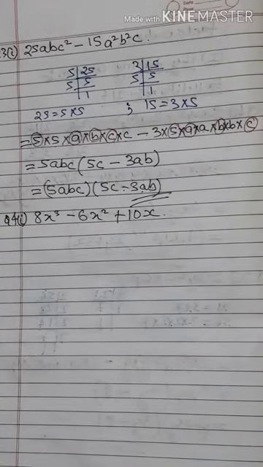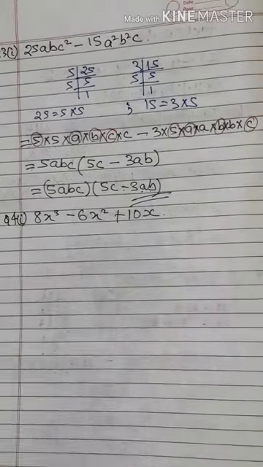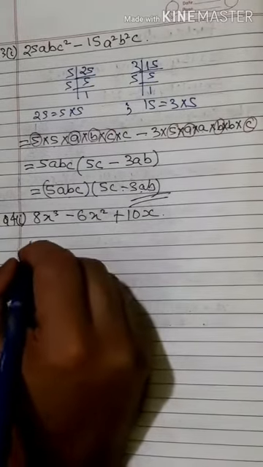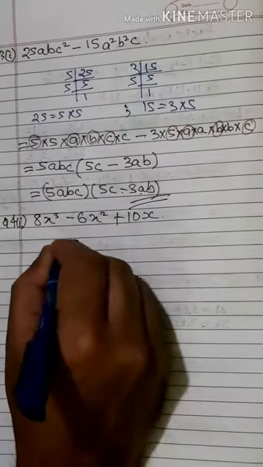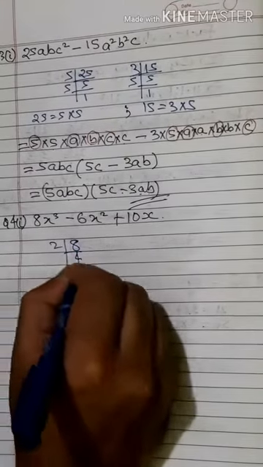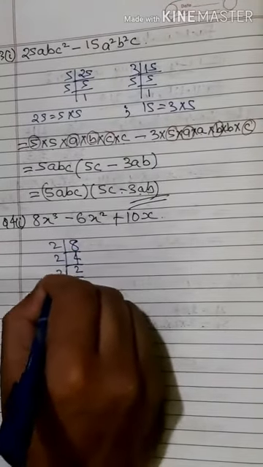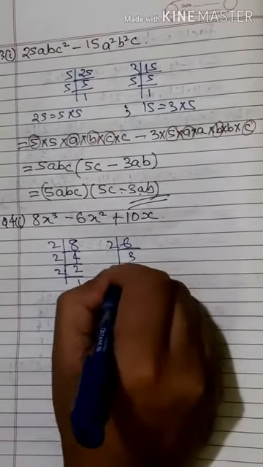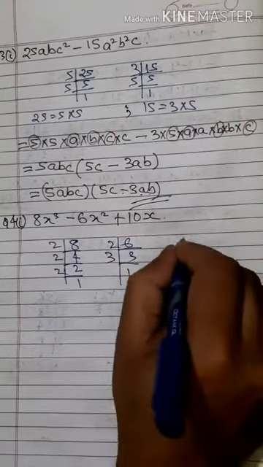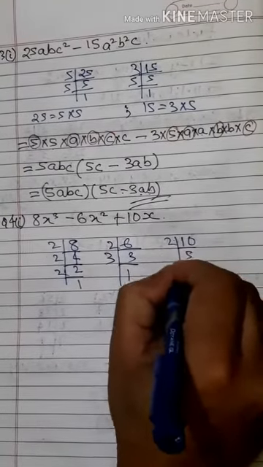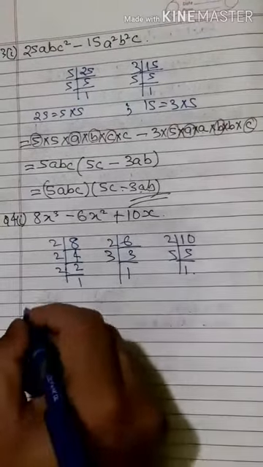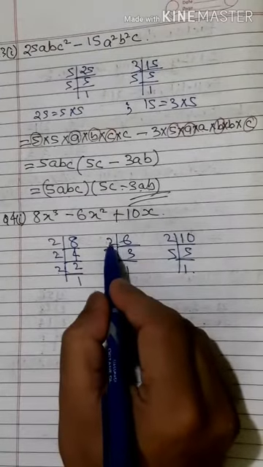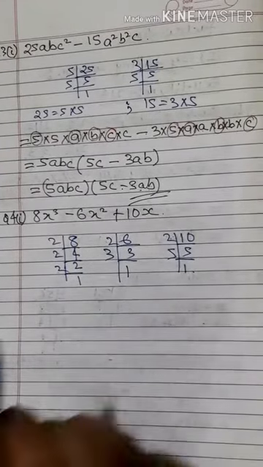So the process remains exactly the same. We will factorize the numericals separately first, and after factorizing the numericals, we'll write it down in the same format. How can we write 8? Let us factorize. 2 4s are 8, 2 2s are 4, and 2 1s are 2. How can we factorize 6? 2 3s are 6, 3 1s are 3, and 10, 2 5s are 10, 5 1s are 5. That means 8 can be written as 2 into 2 into 2, 6 can be written as 2 into 3 and 10 can be written as 2 into 5.